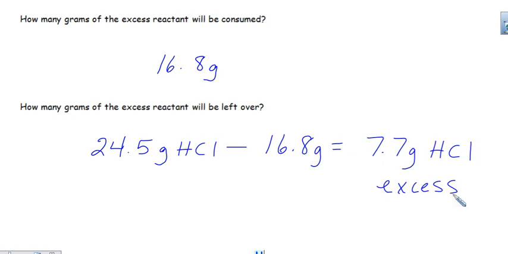So the whole neutralizing thing just means that they're completely reacting together. But we did have about 16.8 grams consumed, and so the rest of this original amount of acid is just left unreacted.